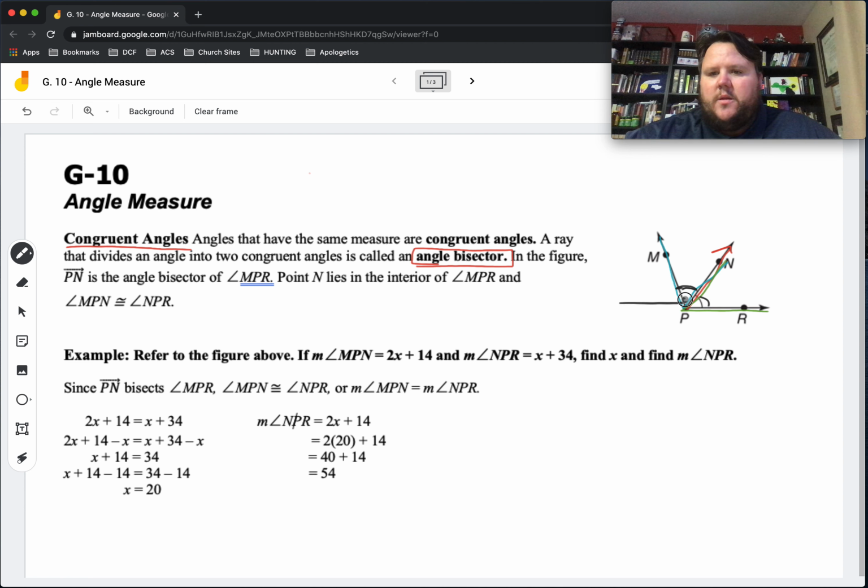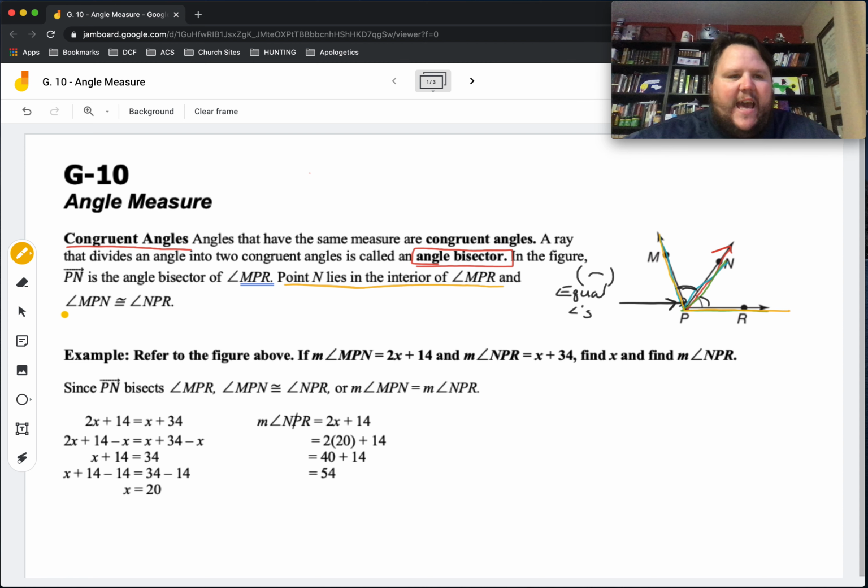The arch means equal angles. So PN is the angle bisector of MPR. This big angle MPR was bisected by PN. And then it says point N lies in the interior of this angle. So all this means is that N is inside this angle. If it's a bisector, it has to be.